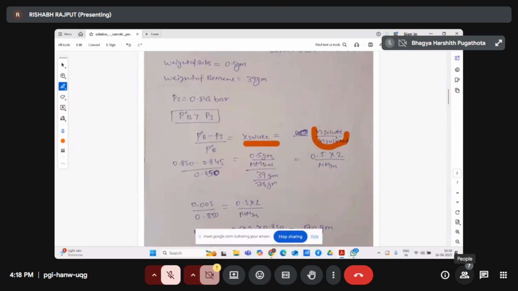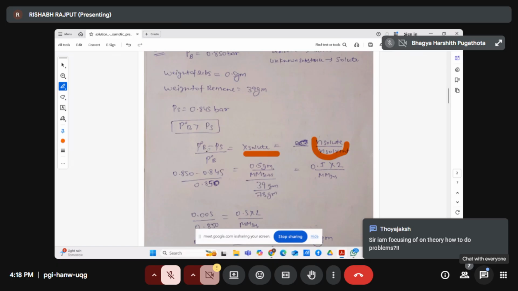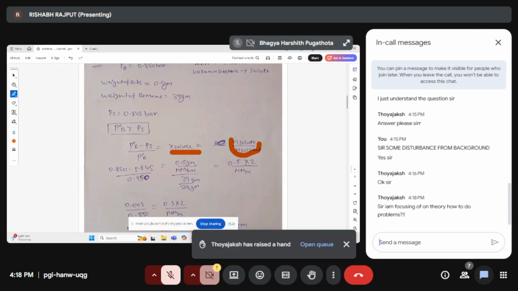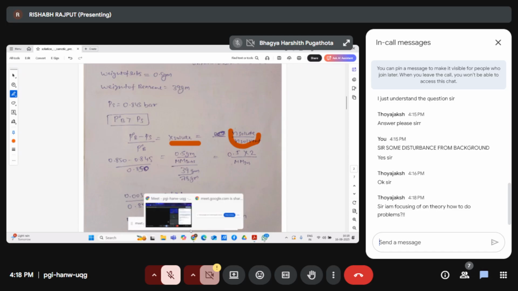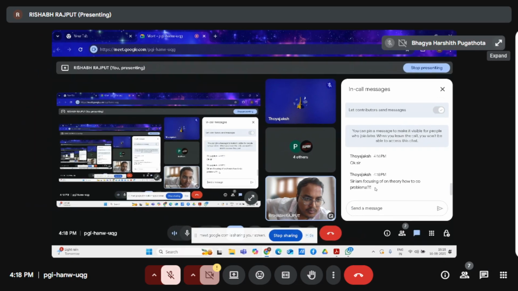If you focus here, if you just put the values in the formula, okay, what happened? Sir, I'm focusing. Sorry, how to do this problem.